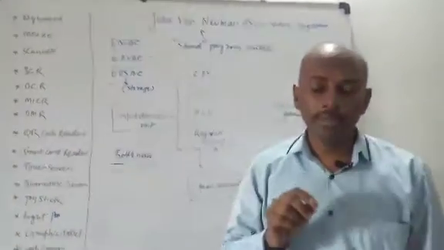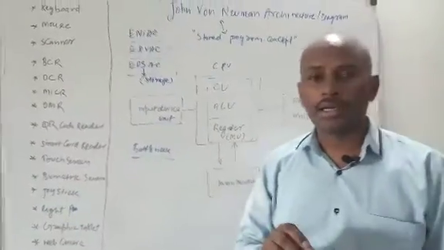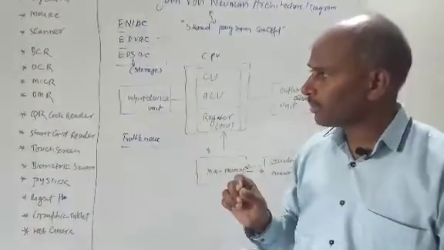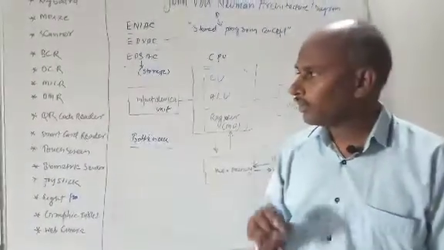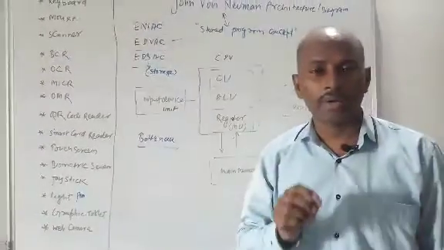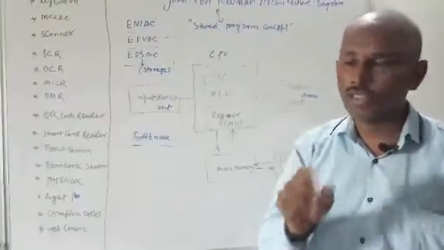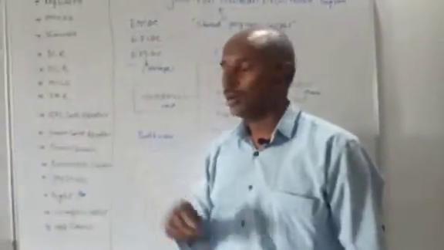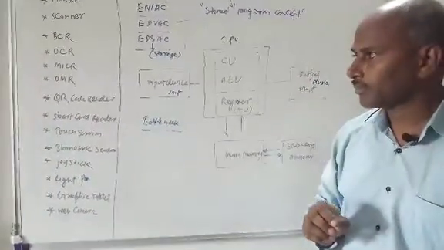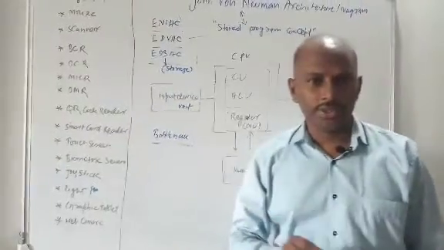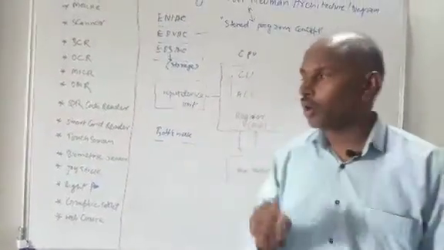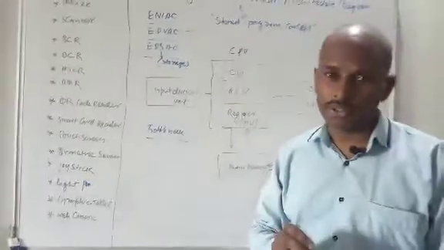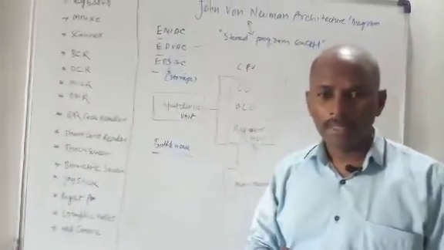MICR, magnetic ink character reader. This MICR machine is used in banks for reading the special type of characters printed on the cheque. OMR, optical mark reader. The optical mark reader machine is used for checking the copies of objective examinations. This sheet is special.